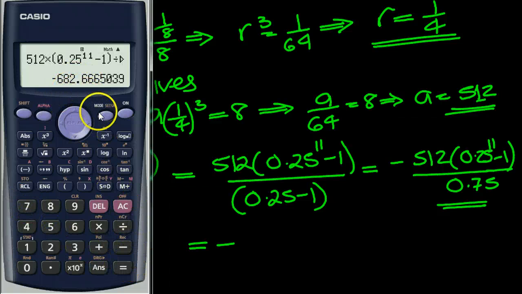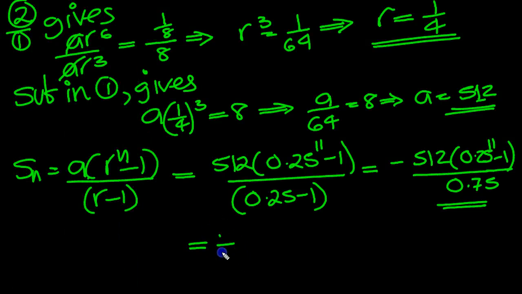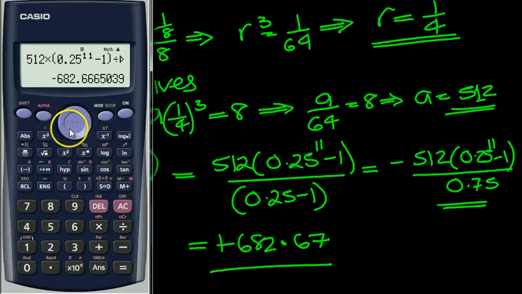Equals minus 682.6665. So I'm just going to round to 2 decimal places. Minus 682.67, but that's already a minus there, so that'll be a plus. 682.67. Trying to write a 2, aren't I? 7. There we go. Okay, let's just have a quick check. 682.67. That's fine. And the calculation, if I run along that, just have a quick look. 512 times 0.25 to the 11 minus 1 in a bracket, divided by 0.75. Yeah, that's fine. And we got that.